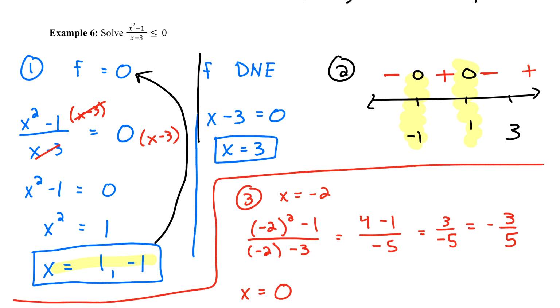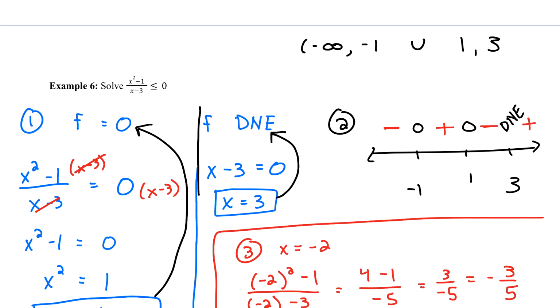The other partition number that we had here was x equals 3. Well, how did we find x equals 3? We started with the assumption that we were looking for places where f does not exist. So above 3, over here on my number line, I don't have a lot of room, but I'm going to try and write just a little DNE right there because my function does not exist there. So now I should be ready to go ahead and say whether each of these numbers are included.